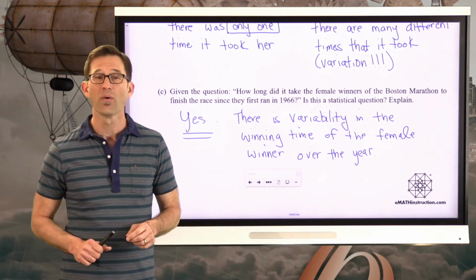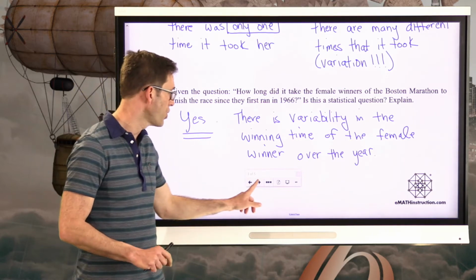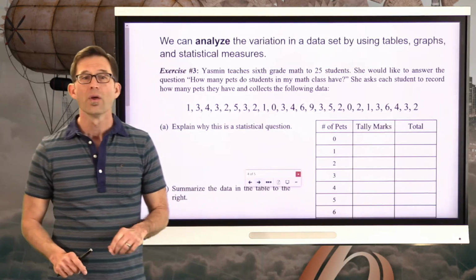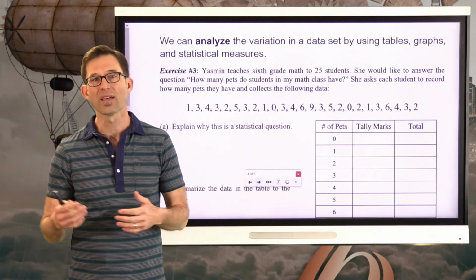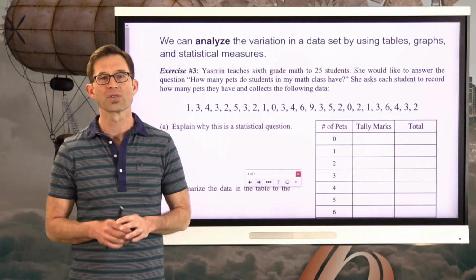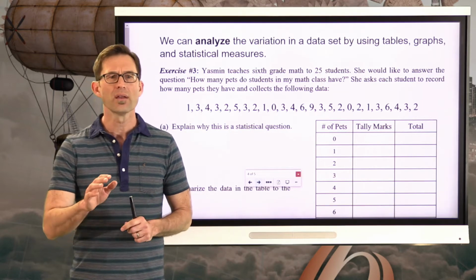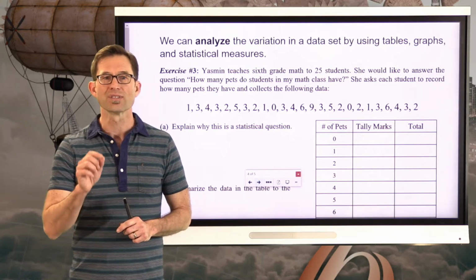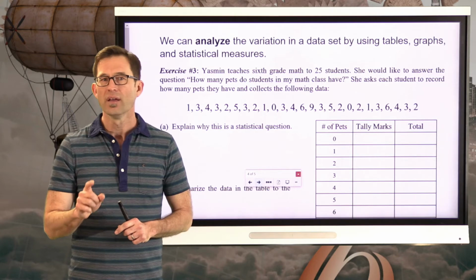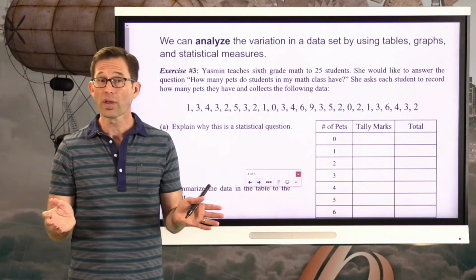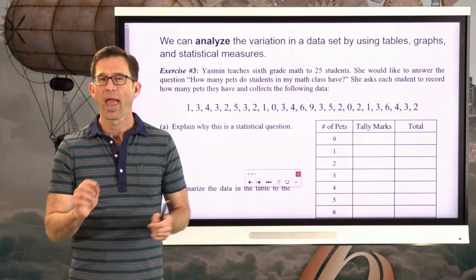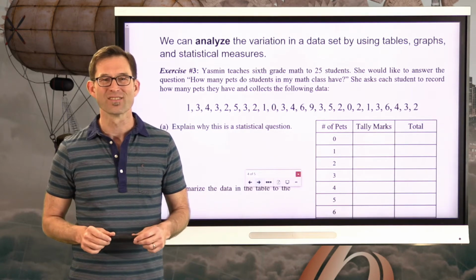All right, let's keep going with this idea of a statistical question. We can analyze the variation in a data set by using tables, graphs, and other statistical measures, right? And we're going to get into different statistical measures as this unit goes on. Today, we're basically just going to review a basic way of looking at the data, and one very simplistic statistical measure.